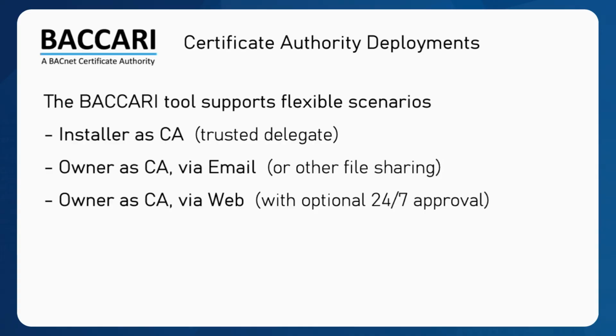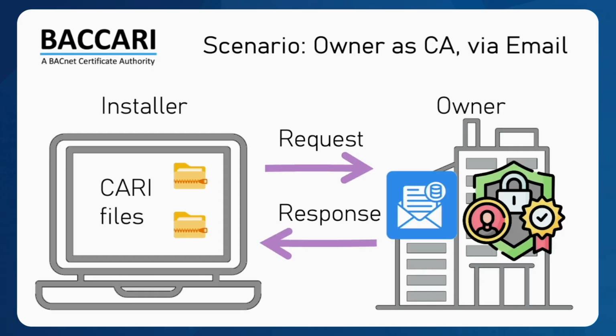In the third scenario, which is the topic of this video, the file exchange happens via the web, and we will see the option for automatic certificate signing for immediate turnaround of the requests. Now, this video is a supplement to the second scenario, so you will definitely want to watch that video first, since this video assumes that you've already set up the BACCARI CA and you understand the process of exchanging carry files and what the carry files are.